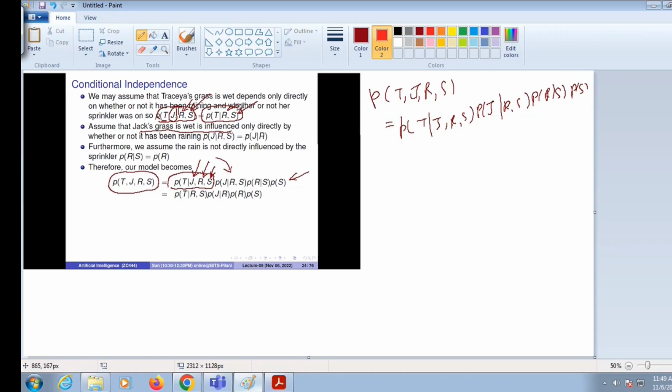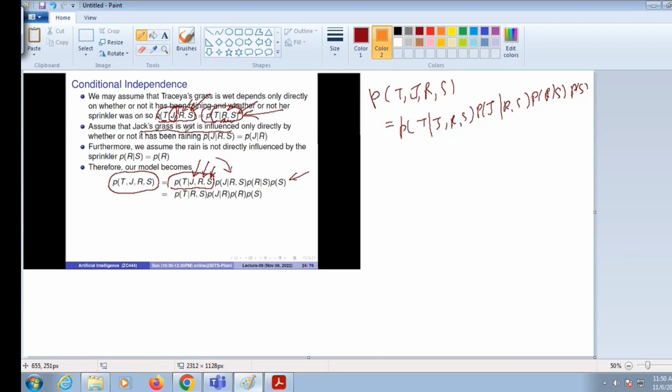Excuse me, sir. There may be a chance that both can happen, no? She might have put the sprinkler on, and at that time, by chance, there was overnight rain. Correct. So that's why I'm not removing this variable. R and S both are there. Sprinkler and rain both are going to affect whether her grass is wet or not. I am removing only Jack because Jack can also do some kind of watering.